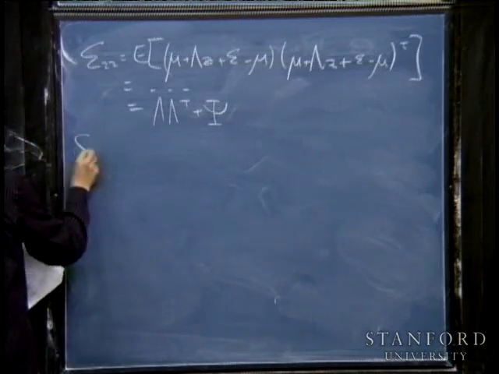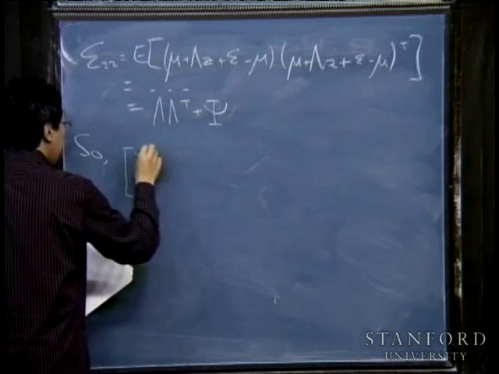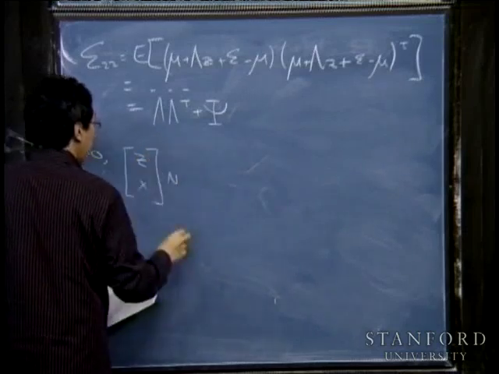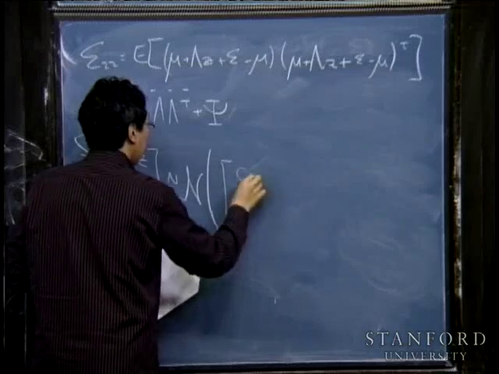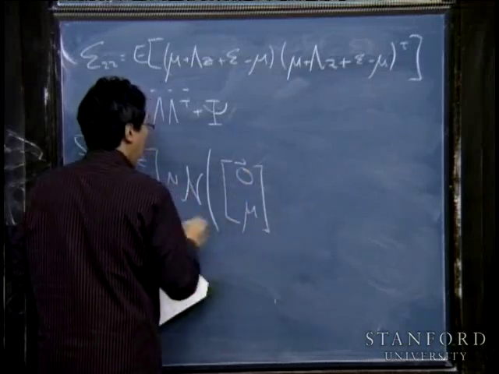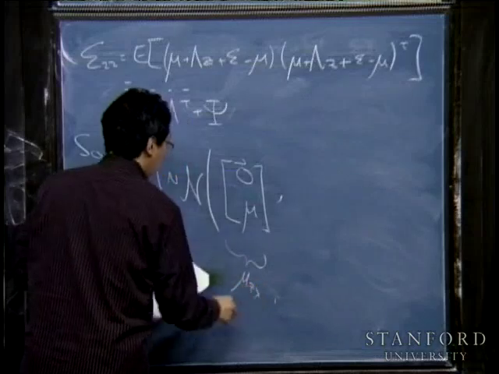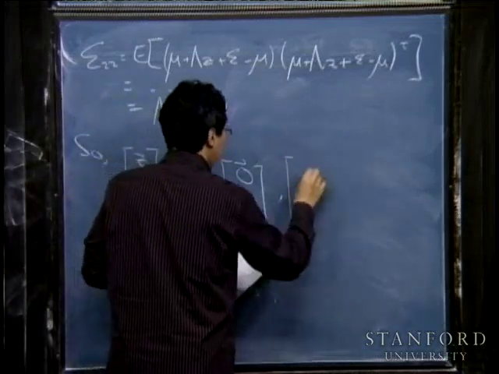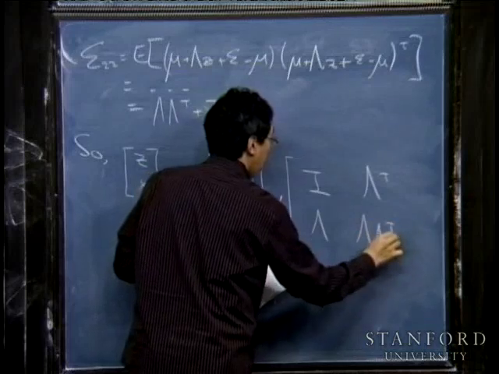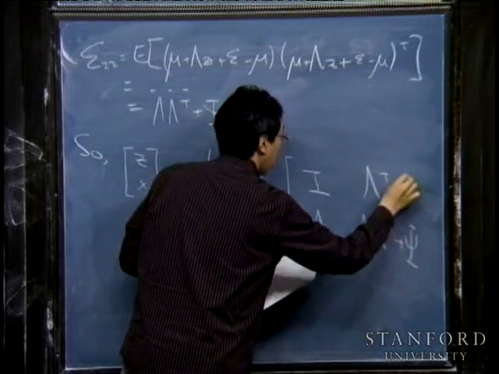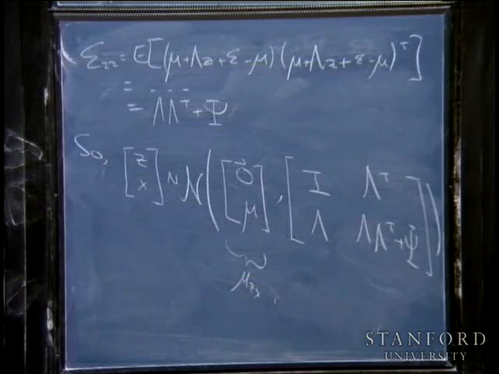So putting all this together, this tells us that the joint distribution of this vector (Z, X) is going to be Gaussian with mean vector given by that, which we worked out previously. So this is the mu_zx that we worked out previously, and covariance matrix given by that.